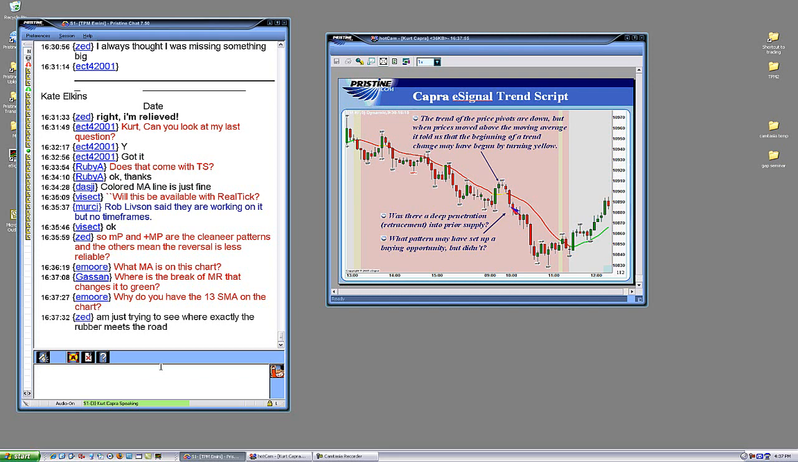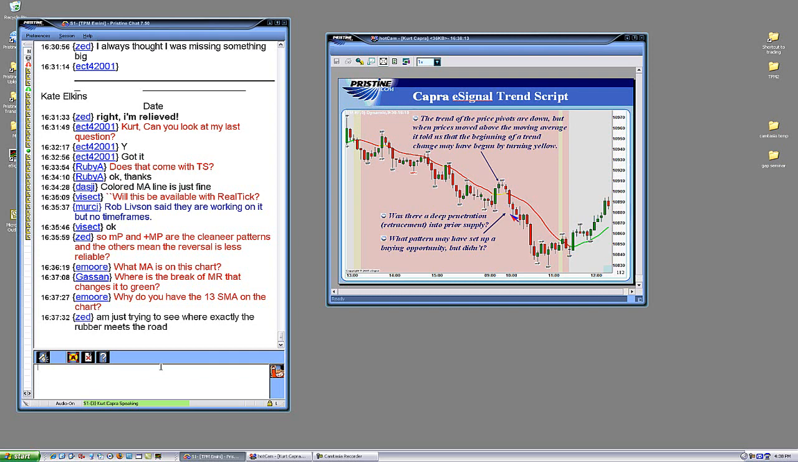This pattern could have set up a W bottom with a new low reversal, but it didn't. And so that's the pattern here. What pattern may have set up? A double bottom with a new low reversal, but it didn't happen. It was just too weak.